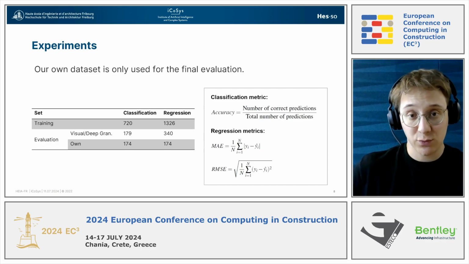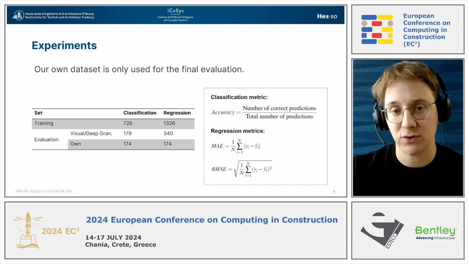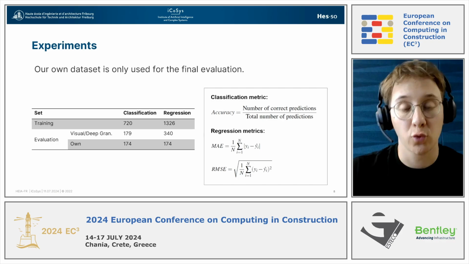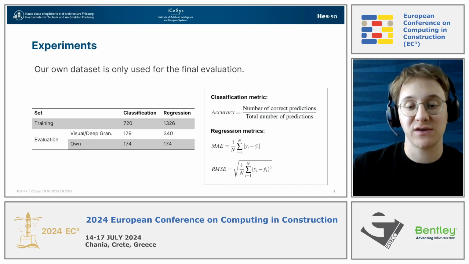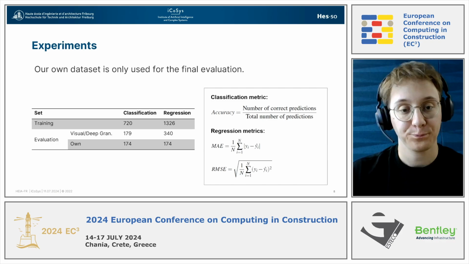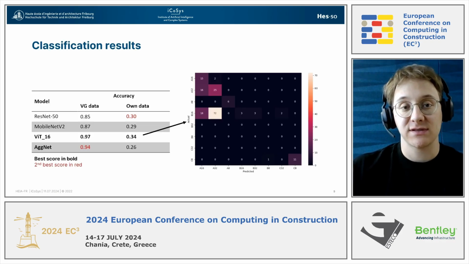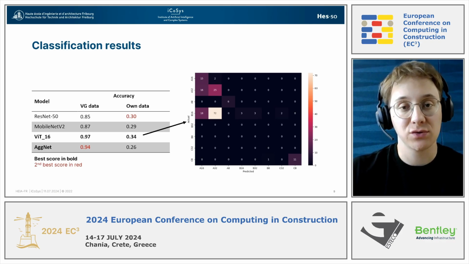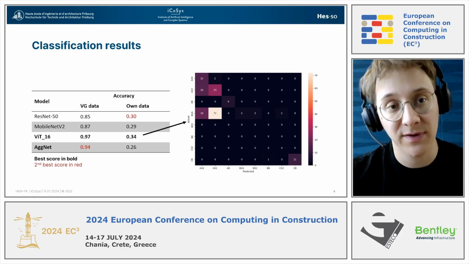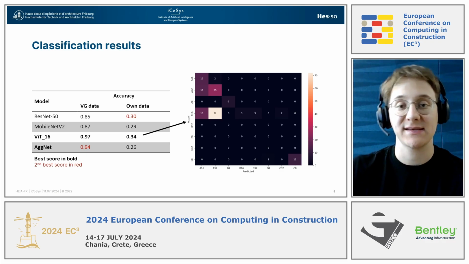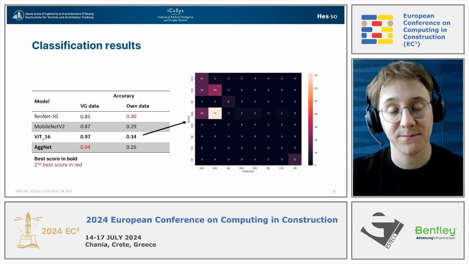Concerning the metrics, we use the standard accuracy metrics for classification and the mean absolute error and root mean square error metrics for regression. So first, about the classification results, it shows that the fine-tuned VIT model obtains the best performance with a very high accuracy on both the public data set and our data set.